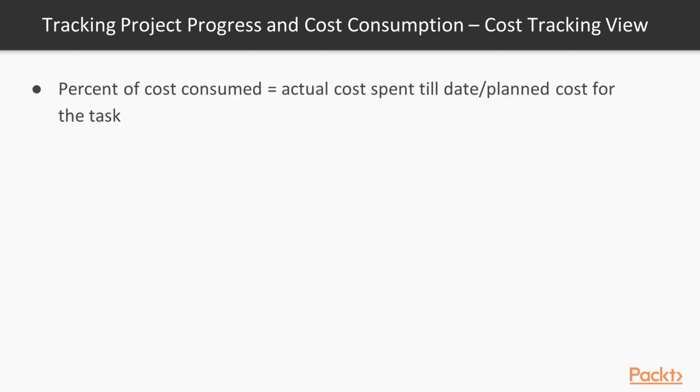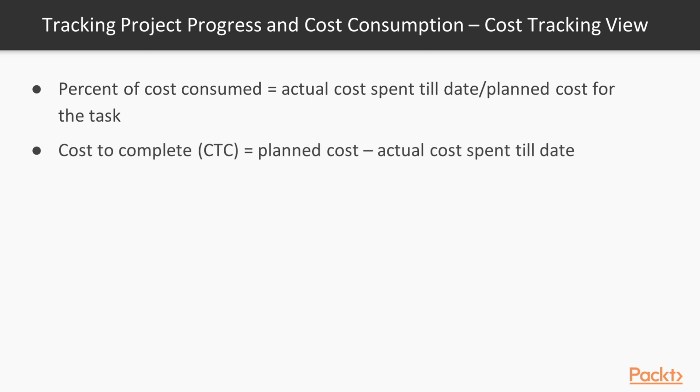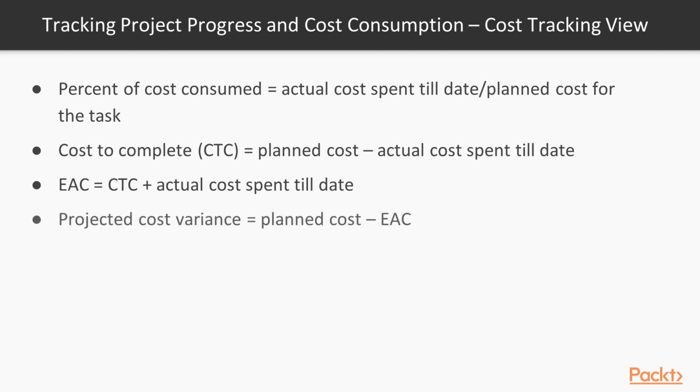Project Service Automation uses the following formulas to show a tracking metric. One is percent of cost consumed, which is actual cost till date divided by planned cost for the task. Second is cost to complete, which is equal to planned cost minus the actual cost spent till date, where estimated EAC is equal to CTC, the cost to complete, plus actual cost spent till date. Now, project cost variance is equal to planned cost minus estimated actual cost. A projection of the cost variance is shown on the task.